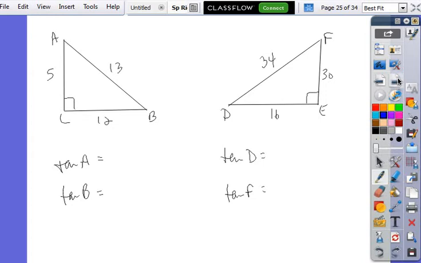Tangent of A would be what? 12. Start at A, so I'm going to go opposite 12, adjacent 5. And once I know that one, tangent of B is just going to be the reciprocal of that, or 5 over 12. You can't simplify. Those cannot be simplified. If I go to the second triangle, tangent of D is going to be 30 over 16, which is also 15 over 8. That one simplifies to 15 over 8. Flip it. This would be 16 over 30.